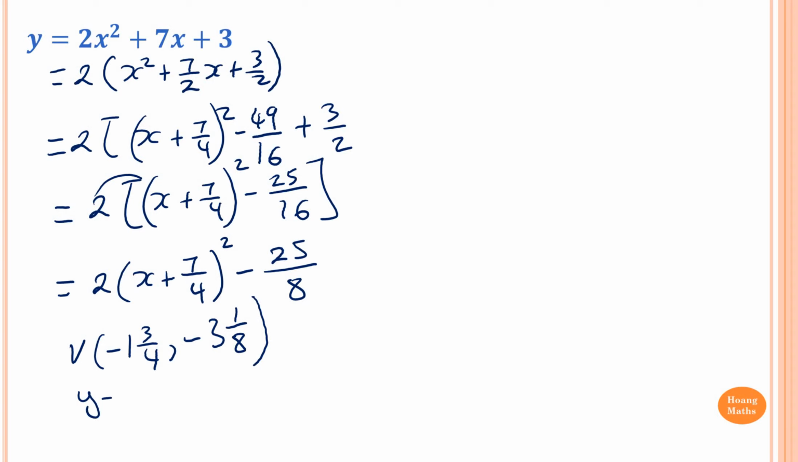Now the y-intercept is when x equals 0, to give you the y-intercept. So this becomes 0. 7 times 0 is 0, so the answer is 3. So the y-intercept is equal to 3. To find the x-intercepts, I just write this down first. X-intercepts, that is when y equals 0.